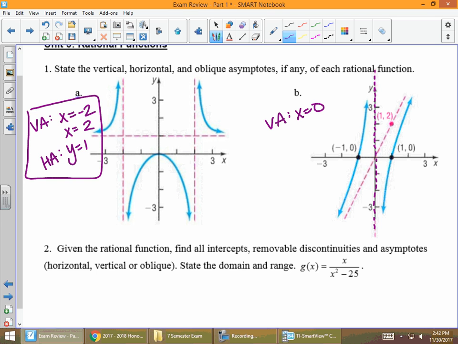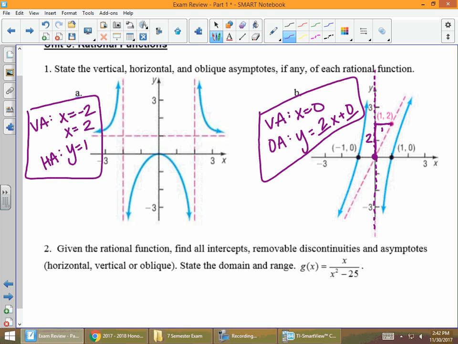Here we have an oblique asymptote, or slant asymptote, whichever you want to call it. They mean the same. Our oblique asymptote goes through 0, 0. So if we're thinking y equals mx plus b, our b is 0. And our slope here, we're going up 2 over 1. So if you want to think about that slope, rise over run, our slope is 2. So our oblique asymptote equation is 2x, or 2x plus 0.